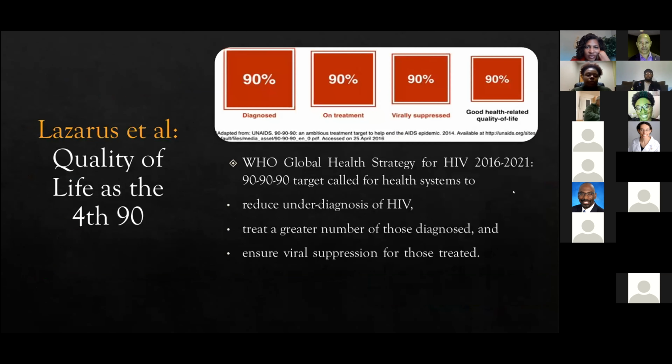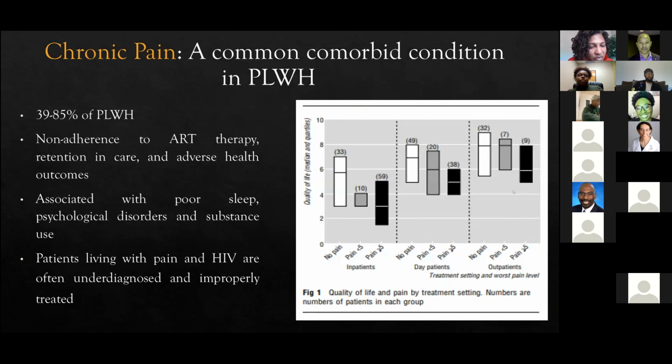This is an article that was published in 2014 where the World Health Organization came up with a global health strategy for HIV for the years 2016 to 2021, basically saying that they wanted 90% of people living with HIV to be diagnosed, 90% of those diagnosed to be on treatment, and those on treatment to be virally suppressed. This paper is saying that there should be a fourth 90, where we look at the health-related quality of life of people living with HIV. So not only should we be concerned with diagnosis and treatment, but we should be concerned with their overall health.